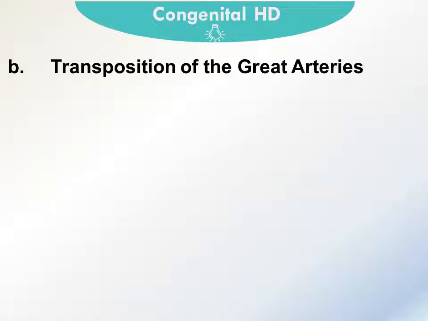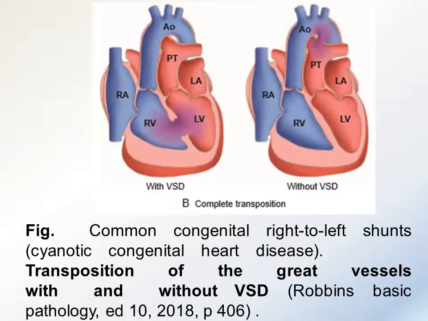The next example is the transposition of the great arteries. The transposition of the great arteries is a discordant connection of the ventricles to their vascular outflow, so that the aorta arises from the right ventricle and the pulmonary artery emanates from the left ventricle. As seen in this figure, the transposition of the great vessels with and without ventricular septal defects.